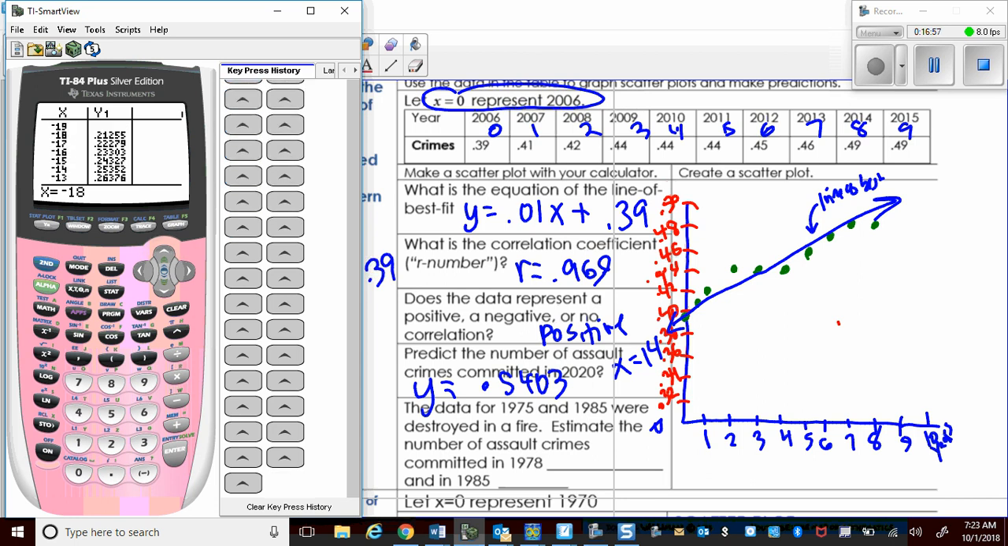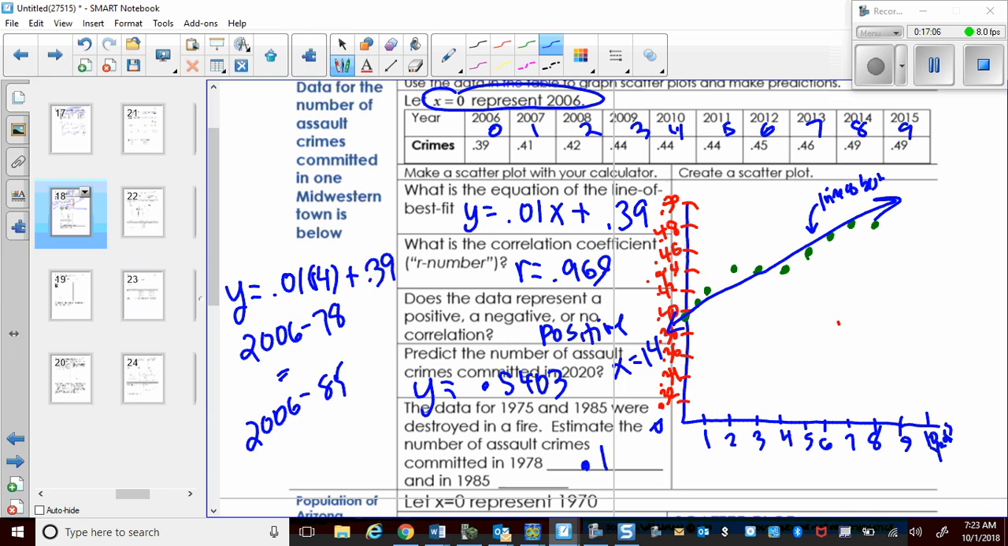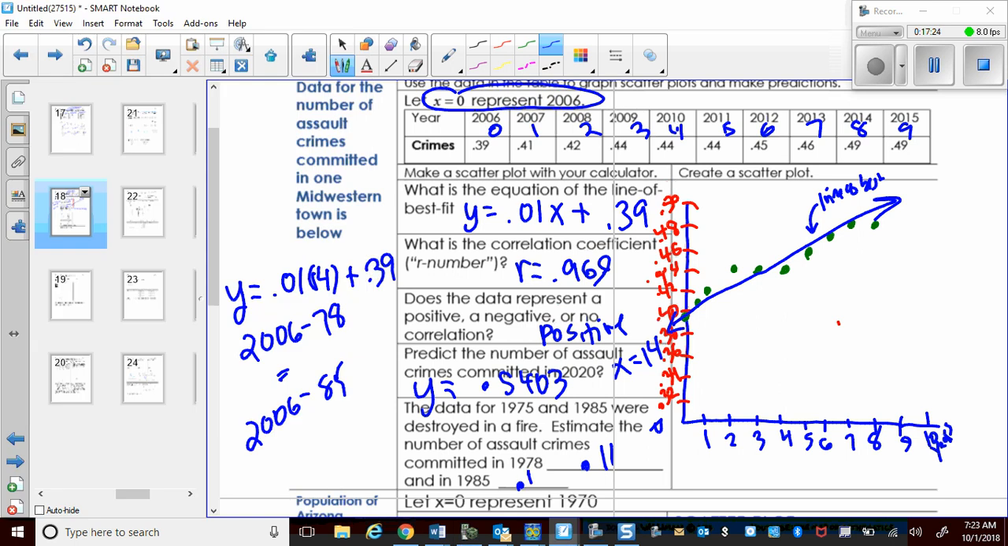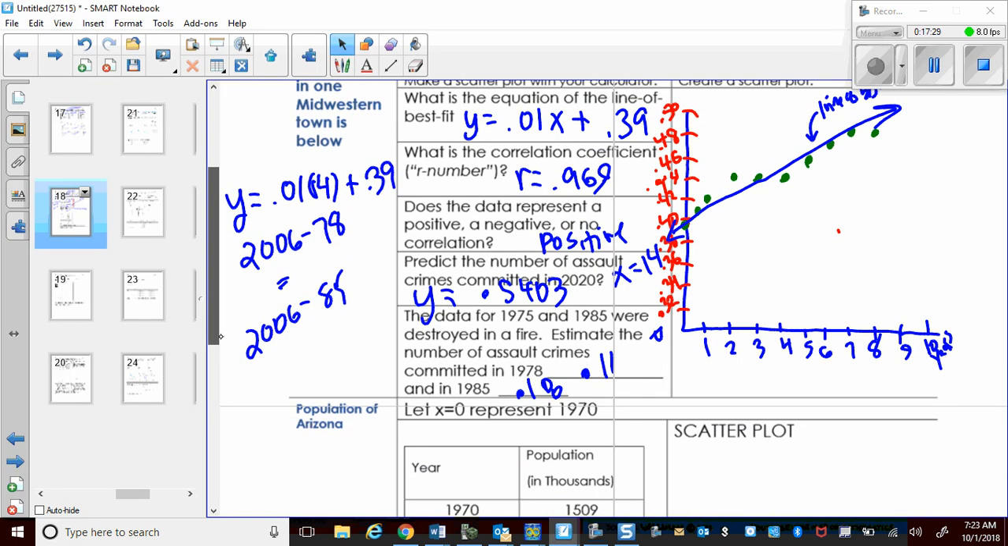It says that it's lower. It's very much lower. The statistic is 0.11 for 1978. So 0.11 for 1978. How about 85, which was only 21 years later, so at negative 21, 0.18. That's the rate of the crime. That's the rate of assaults. Okay.